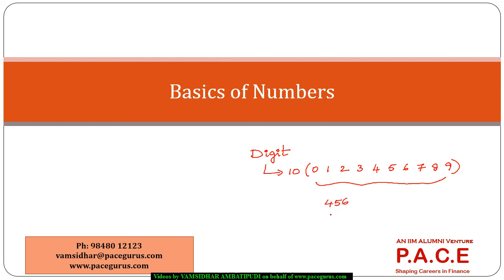456, 8273. So we have combined some of these digits and formed some kind of numbers. These numbers are typically called numerals. Any number that you form using some combination of the digits is called a numeral.